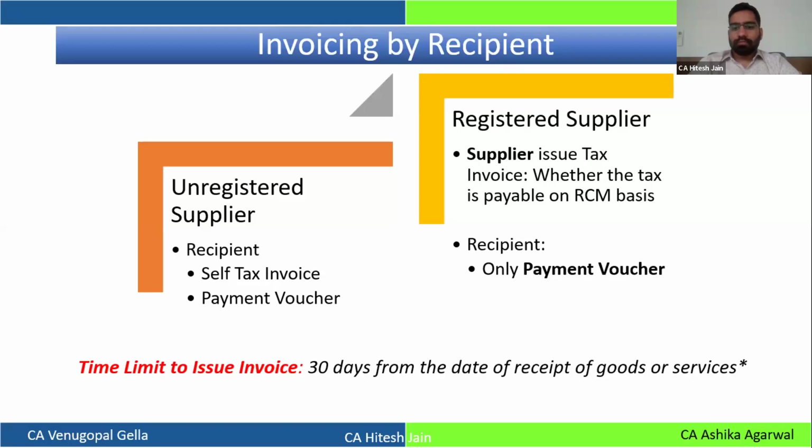Now, the second thing you have to do as a recipient for the purpose of RCM compliance is the payment voucher. The payment voucher is to be issued irrespective of whether the supply is from a registered or unregistered person. Self-tax invoice: unregistered. Payment voucher: in both conditions, registered or unregistered. In both cases, you have to raise the payment voucher. That is the clarity we are trying to bring, so that people do not have the misunderstanding that irrespective of from whom the supply is received, I am required to raise a self-tax invoice. The answer is no.